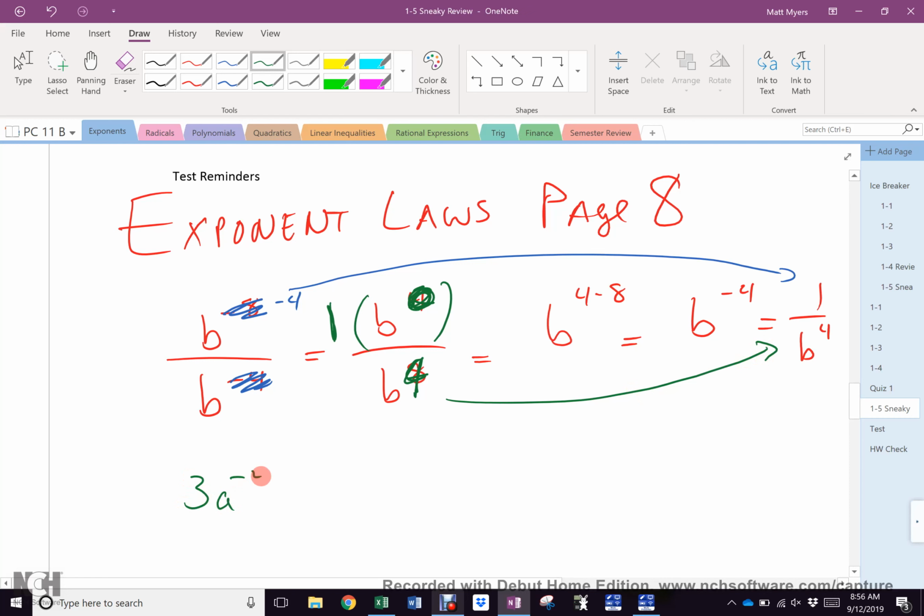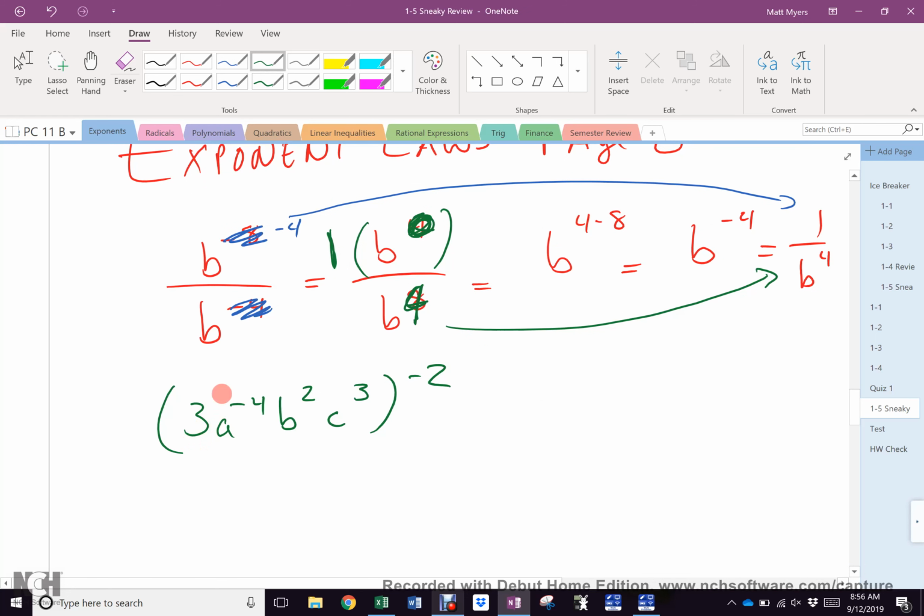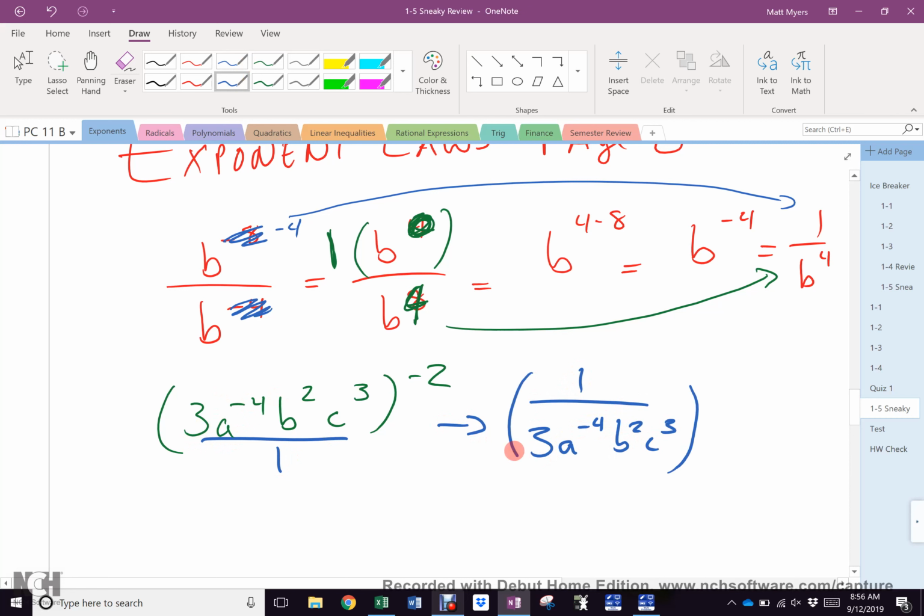3a to the negative 4b squared c cubed, all to the negative 2. This is always over 1, so this becomes 1 over. Now here's a mistake a lot of you make. That negative 4 stays negative. The only thing that changes is this guy. Then you could move that 4.